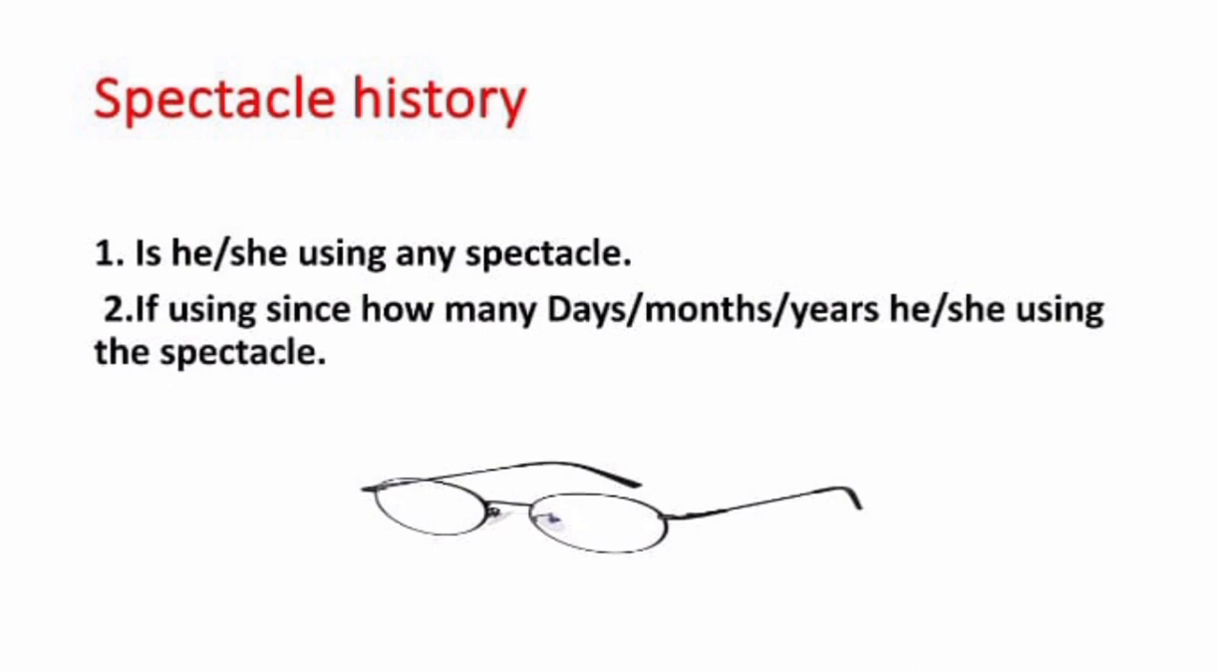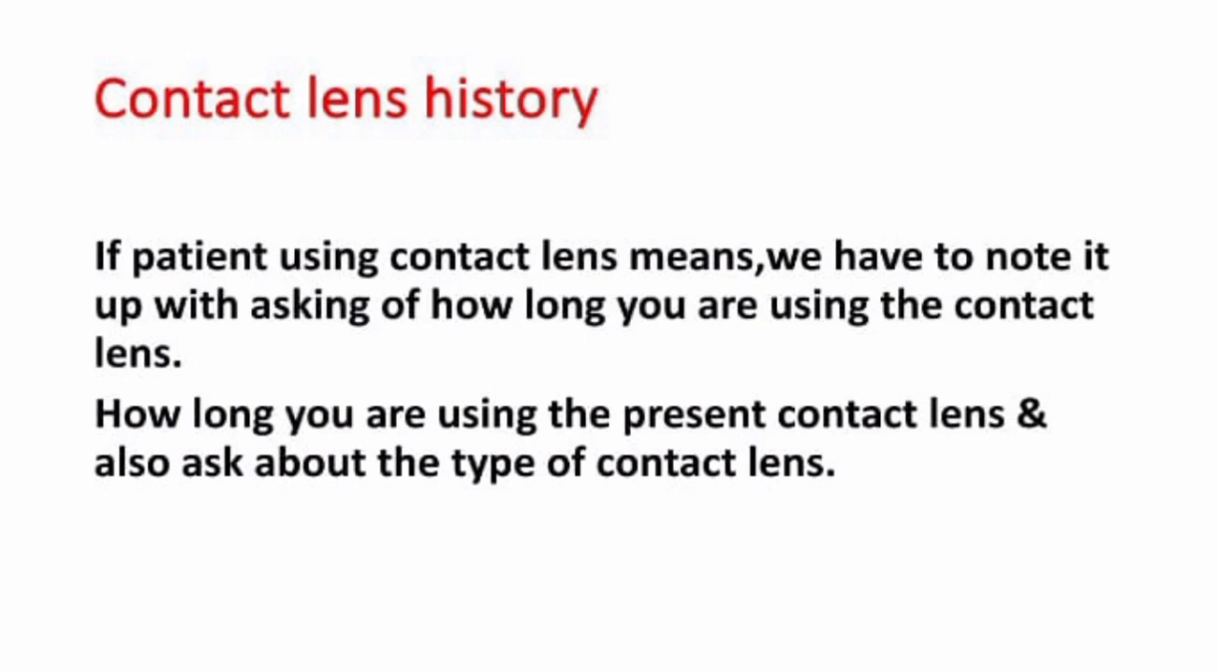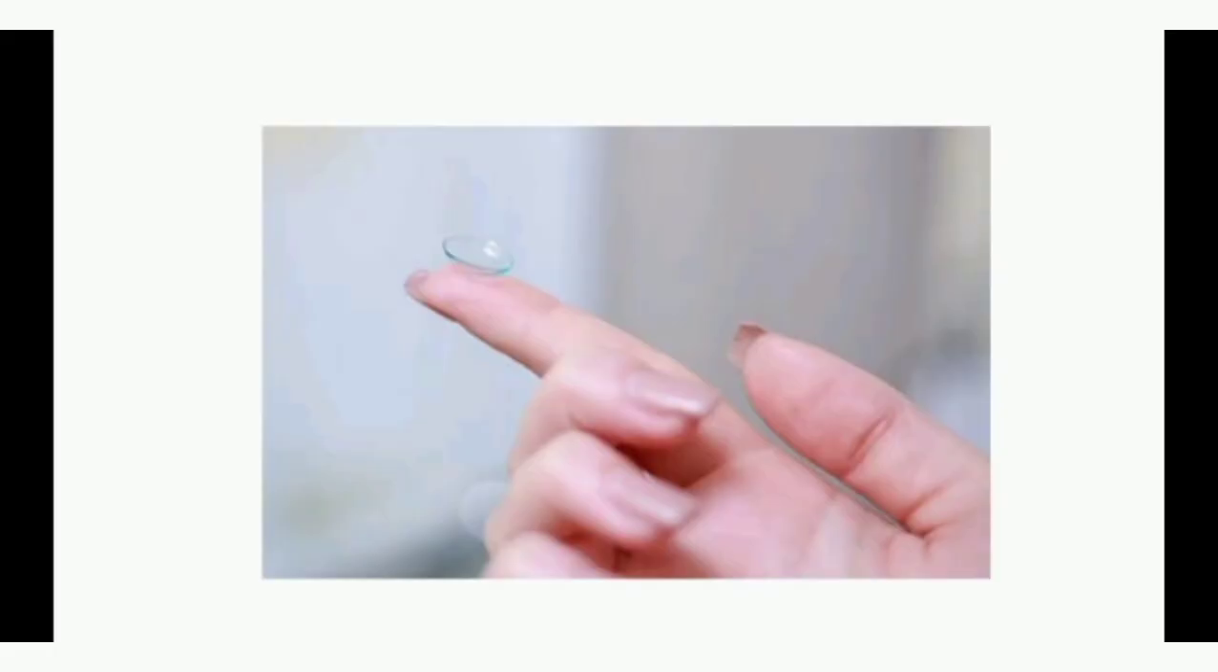Next, spectacle history is most important. Ask the patient whether he or she is using any spectacles. If using spectacles, ask the patient since how many days, months or years he or she has been using them. Like the spectacle history, we need to mention the contact lens history also. We need to ask the patient whether he or she is using any contact lenses. If using contact lenses, we need to ask how long you have been using them and also mention it.